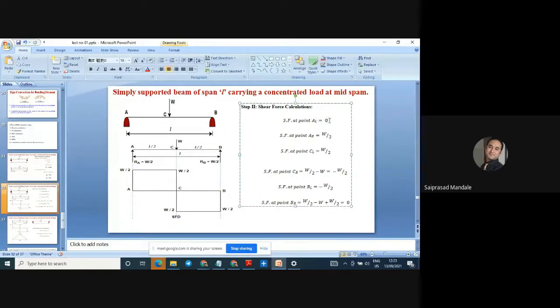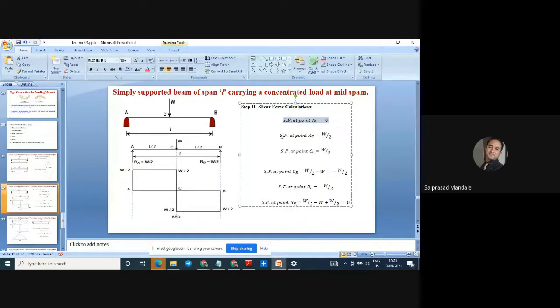Now try to understand this. Why is shear force at left to the A equal to 0? Because at left of the A point there is nothing, there is no force. At left to the A there is no force, so the shear force is 0 at left to the A. There is nothing left to the A, so it is 0.